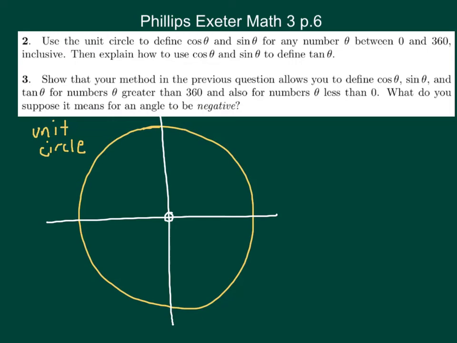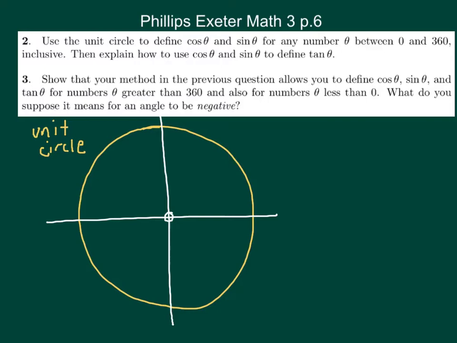So we're going to start here at numbers 2 and 3. And the question was to use a unit circle to define the cosine of theta and sine theta. And then we're looking at any theta in the unit circle between 0 and 360. Okay, so with this idea, first of all, what's the unit circle? We have a unit circle. What do I know about the unit circle? Yeah, the radius is 1.